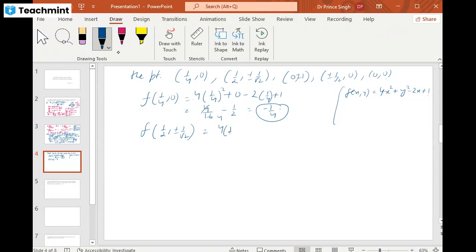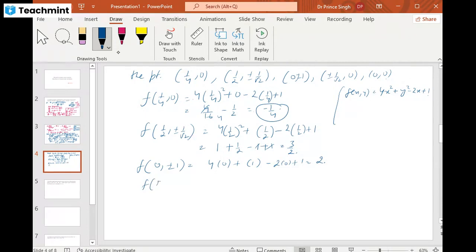So 4 times 1 by 2 square plus 1 by 2 minus 2 times 1 by 2 plus 1. This is 4 by 4, which is 1, minus 1 plus 1. So its value is 3 by 2. So if we check f of 0, plus minus 1, this is 4 times 0 plus 1 minus 2 times 0 plus 1. 1 plus 1, its value is 2.